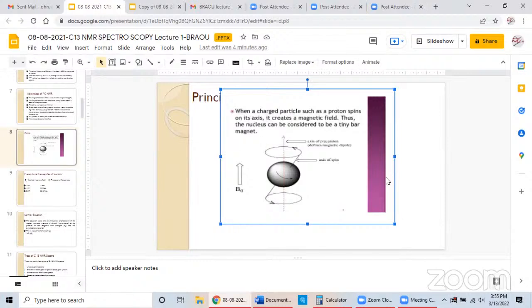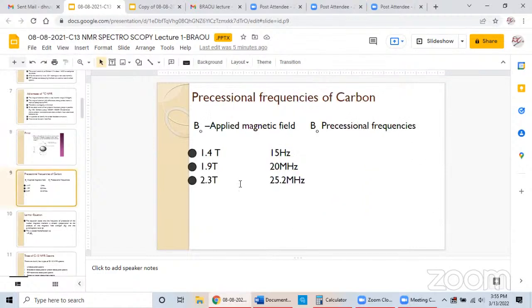So what is it that you understand? The principle is the same as proton NMR. Like proton, carbon-13 is also magnetic. That magnetic nucleus spins around its own axis. It also precesses around the axis of the applied magnetic field, and it will have a characteristic frequency called the precessional frequency. When that precessional frequency comes to resonance with the applied radio frequency, absorption occurs, and that absorption is recorded in the form of NMR. So I'm just giving you some important precessional frequencies of carbon.